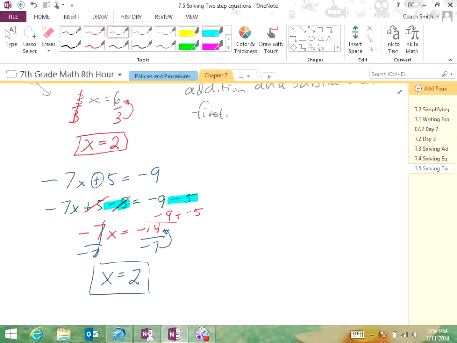All right, I want you to try this one on your own. 9y plus 4 equals negative 14.